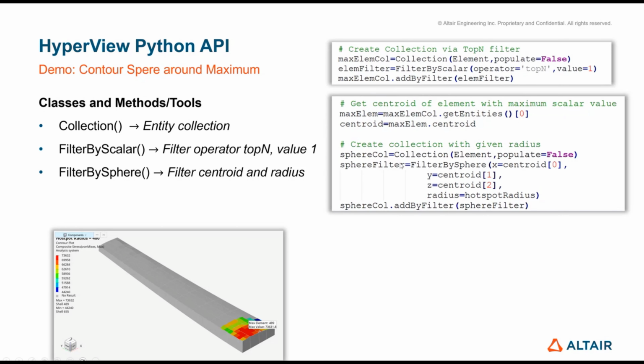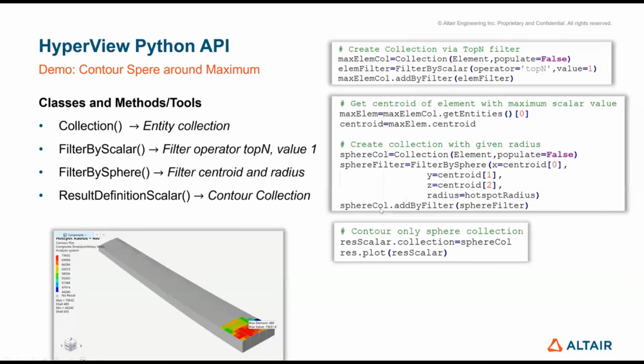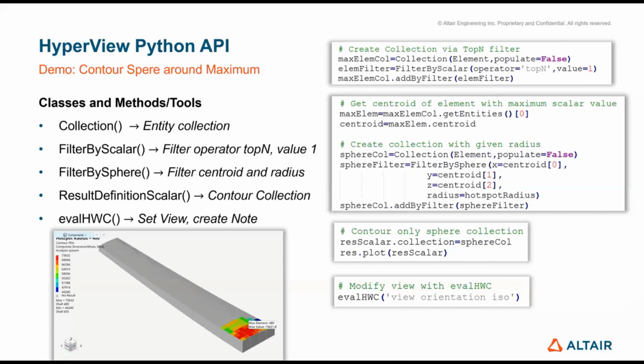And then I created a filter by sphere with the x, y, z coordinates of the found element and added basically the elements in this sphere to the sphere collection. I plotted here with the result scalar definition only the collection with the spheres collection, so limit the collection and then plotted it with the result. I used here eval HWC. I will show it later in more detail.